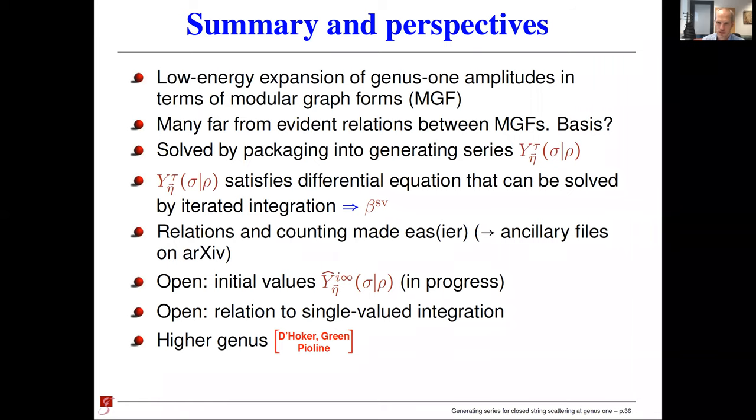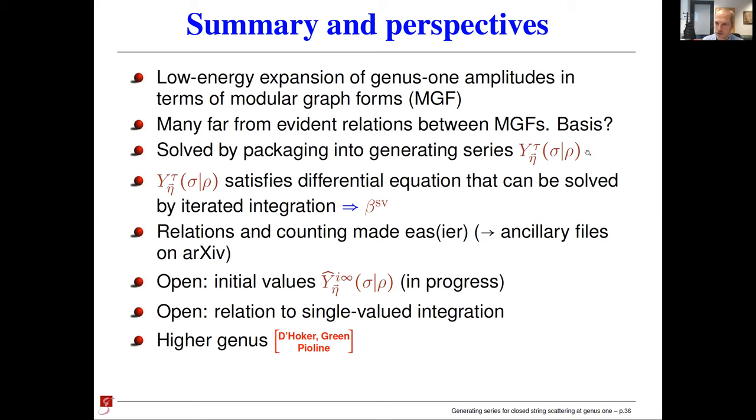But once you have done this, you're faced with the problem: what is actually a good basis for these modular graph forms, which, if you're more conventionally minded in terms of Feynman diagrams, you can maybe relate to the master integrals. Now, how do you get these relations between these modular graph functions? One way of getting them, as I explained, was in terms of this generating series. And this is very powerful, because it summarizes all the information in one go.